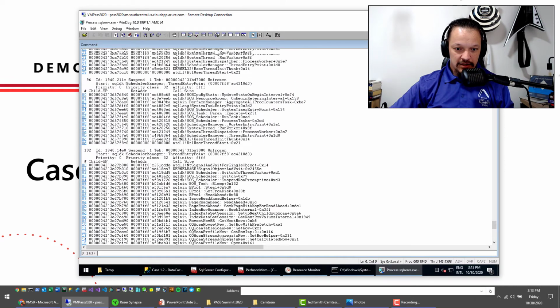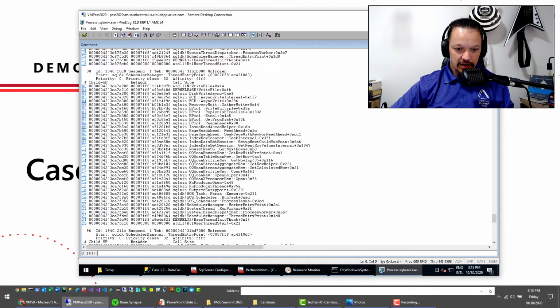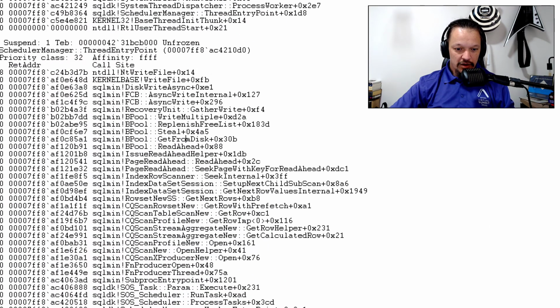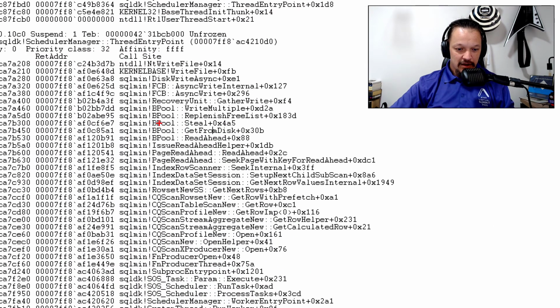Let's see if we can see the lazy writer running here. We do have other threads because it is running parallel, right? So we will probably see many of those. And this one is interesting. After it calls the steal buffer pool, it is running the replenish free list.